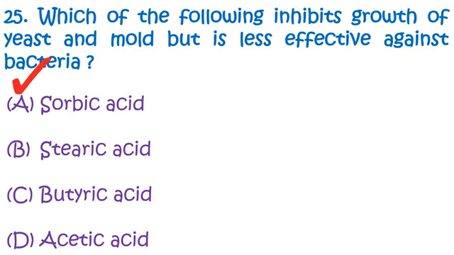of the microbes. It is effective against yeast and mold but is less effective against all types of bacteria, especially the lactic acid bacteria. Lactic acid bacteria are resistant to sorbic acid, and sorbic acid is only effective at a pH below 7. Stearic acid has antibacterial activity. Also, butyric acid has low levels of antimicrobial activity, and acetic acid has antimicrobial activity but majorly against bacteria and fungus.